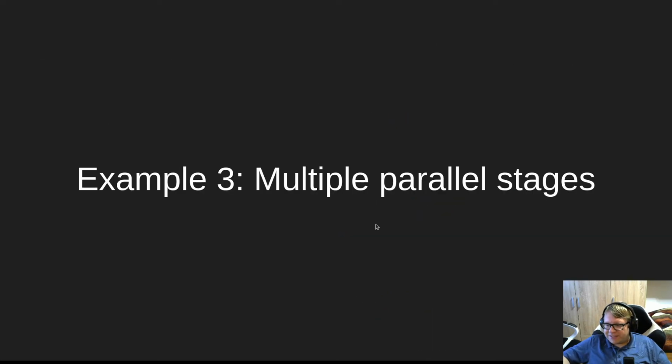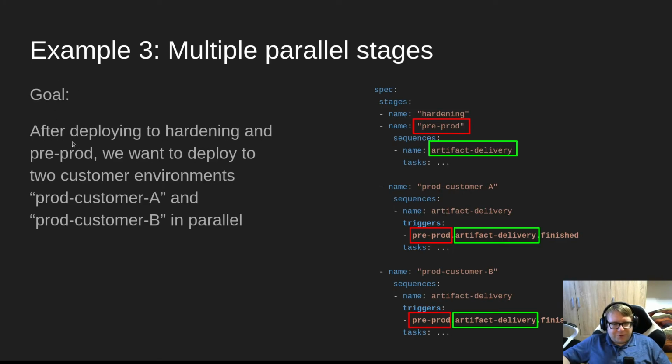Then let's go to our last example, multiple parallel stages, which is also one of the key features of the new Shipyard format. This wasn't possible with the old Shipyard format, obviously. So we want to have the stage hardening, pre-prod, production for customer A and production for customer B. So far so good, but we want to be able to have the rollout in parallel to customer A and customer B. So we have hardening, pre-prod, and then A and B. It just splits at this point. And this would be the Shipyard file for it.